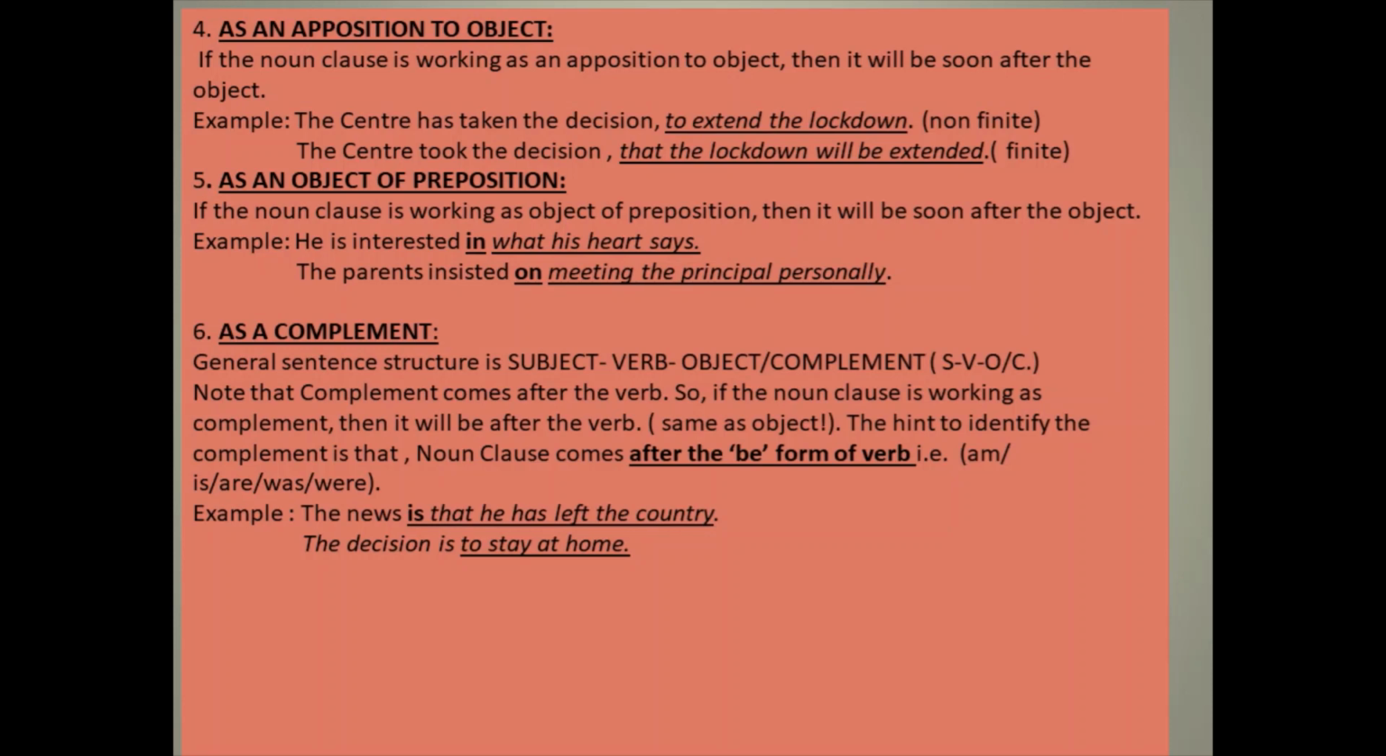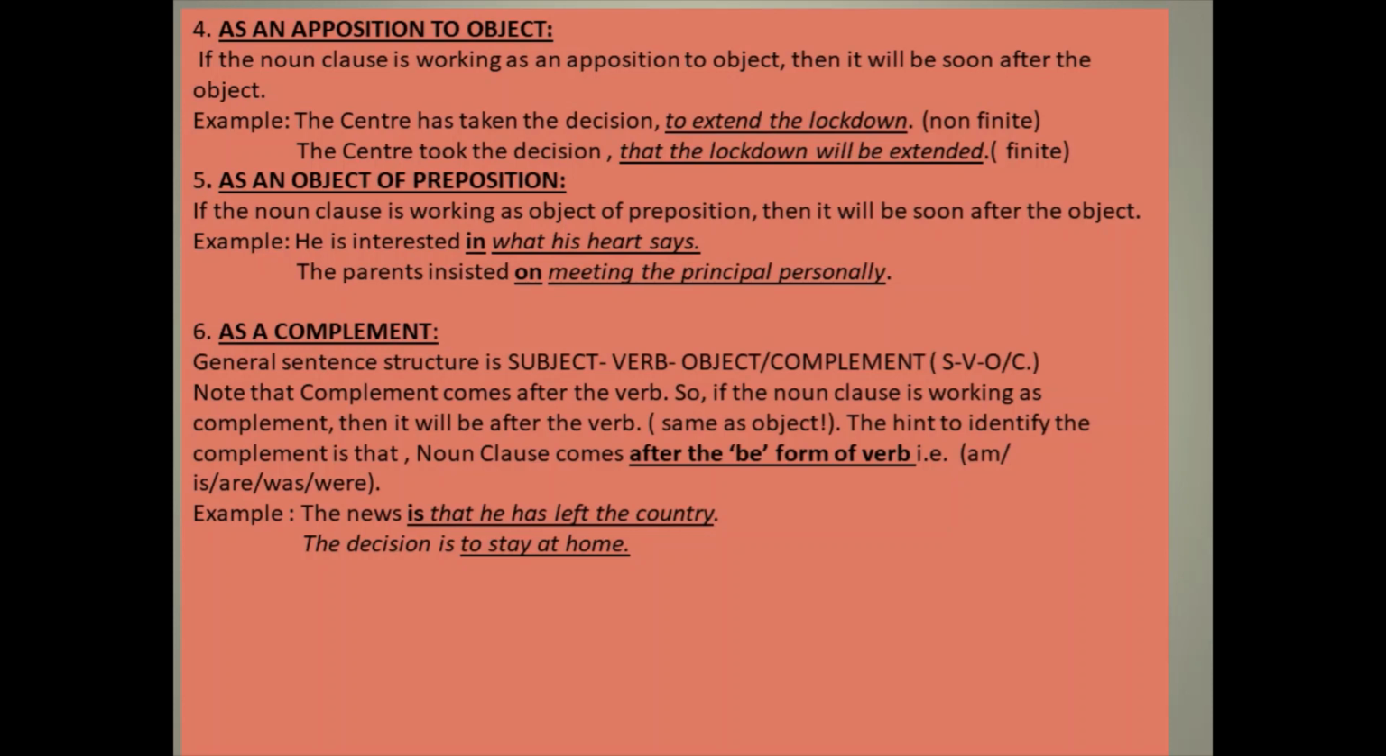Okay, for example, the news is that he has left the country. The news is, the news is what? That he has left the country. The decision is what? To stay at home. Okay, the decision is, the news is. You can see here that after that there is no object, just as what we have done before.